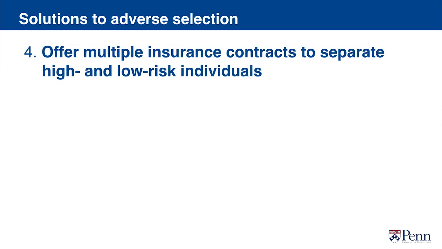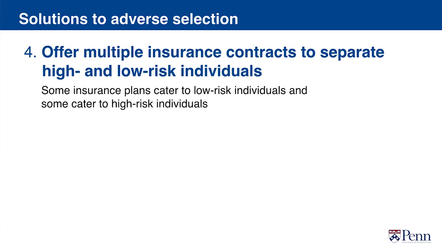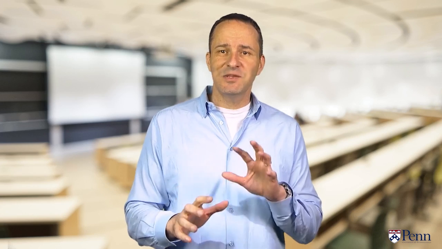The fourth solution involves offering multiple insurance plans, some that cater to low-risk individuals and some that cater to high-risk individuals. Since the insurance company cannot tell high and low-risk individuals apart, it has to cleverly set these contracts up, balancing 2 key elements of the plan: premiums and coverage.